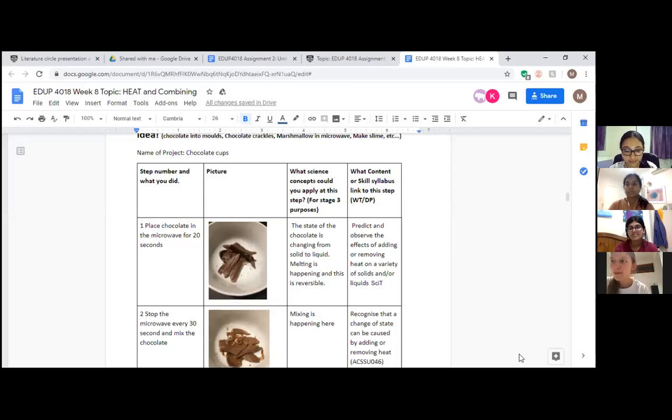So we made chocolate cups today. We started with placing chocolate in the microwave for 20 seconds. And the chocolate is changing form from solid to liquid. Melting is happening, and this is reversible.